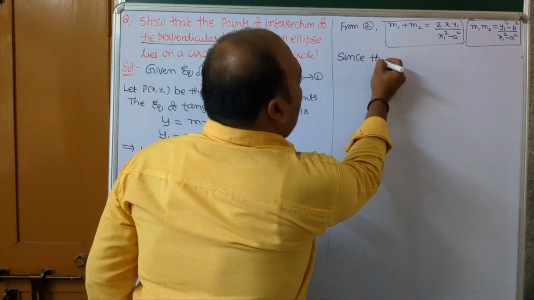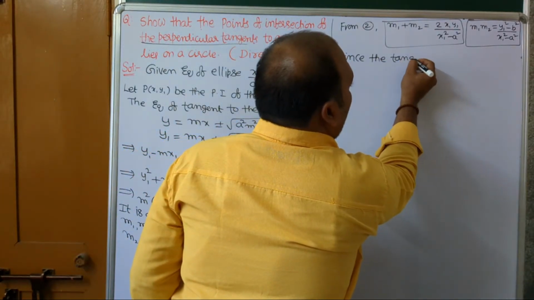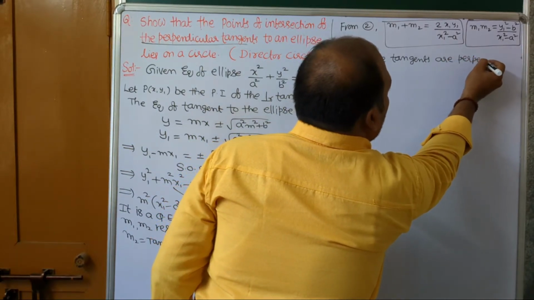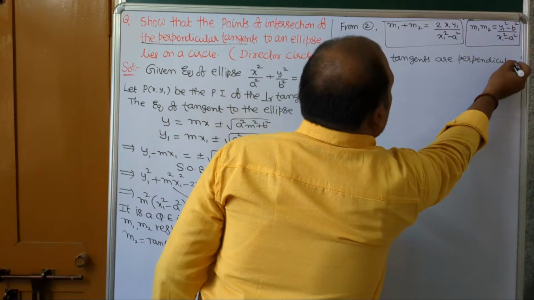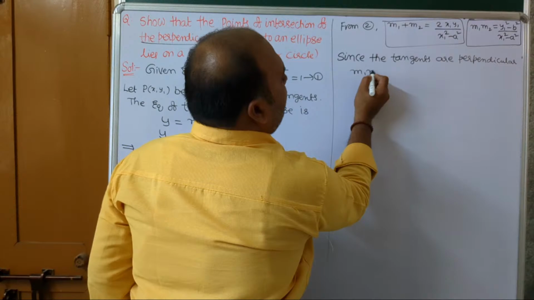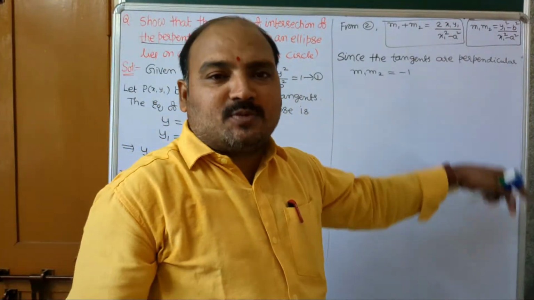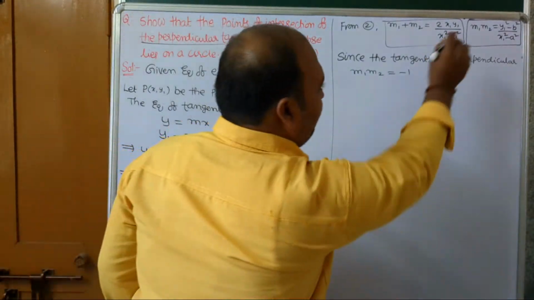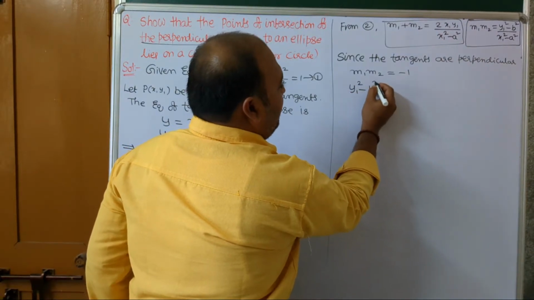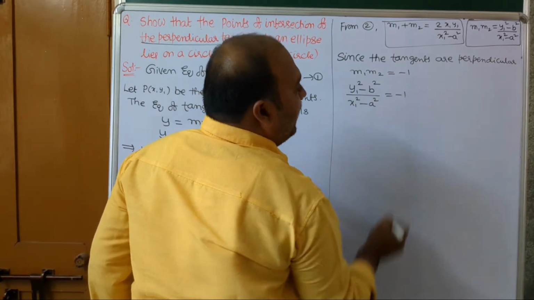Since the tangents are perpendicular, what is the condition for perpendicular of the lines? m1 m2 is equal to minus 1, the product of slopes equal to minus 1. It is a very important condition, students. So m1 m2 value is what? y1 square minus b square by x1 square minus a square equal to minus 1.